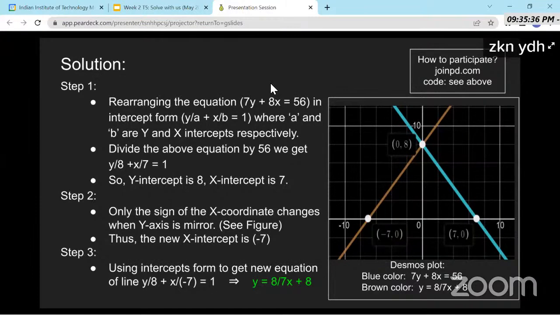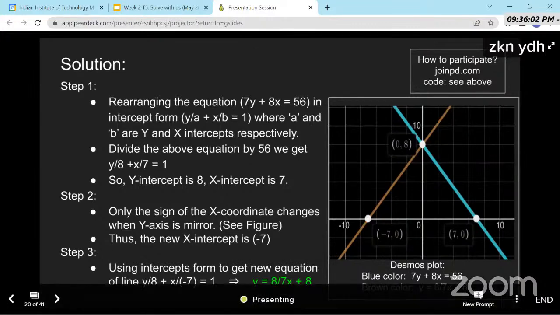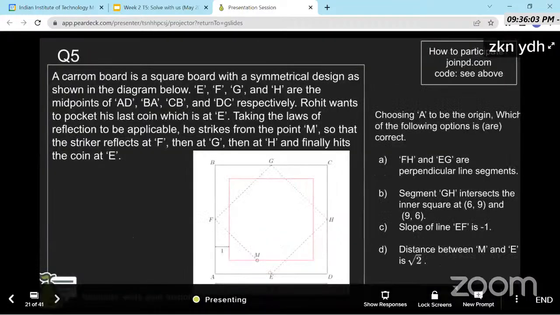Now you see this. This is again in which form? Intercept form. So now we can again use this intercept form, or you can use 2-point form to get the equation of this mirror image line, right? So once you use them, you get the equation of the line as y equals 8 by 7 x plus 8, which is shown in the brown color. So this was a very straightforward question. So maybe we can go to the next question.